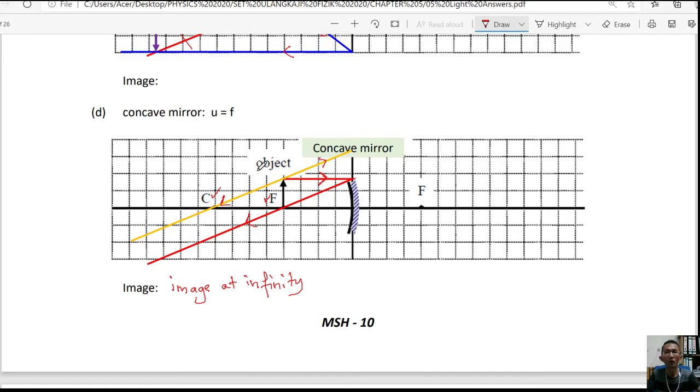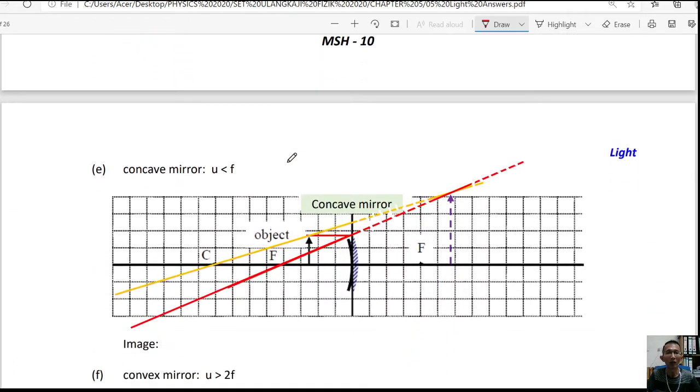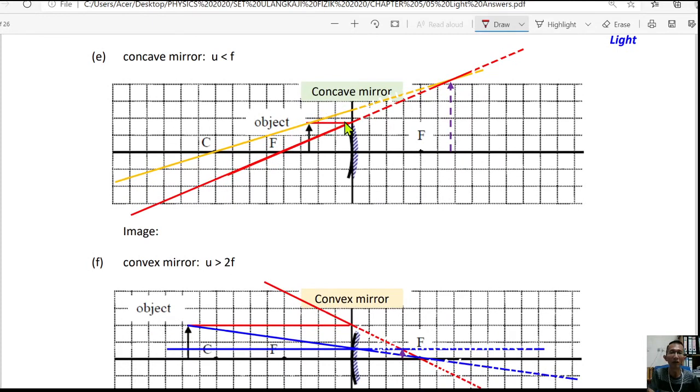Okay, we move on. Now still concave mirror. If I complete my circle, I'm still using this C and this F. Here is my object. First I draw a line parallel to my principal axis, right? It will be reflected passing through my focal point. So this is my reflected ray. Next line: again, I'm not going to use my F here, I'm going to use my C.